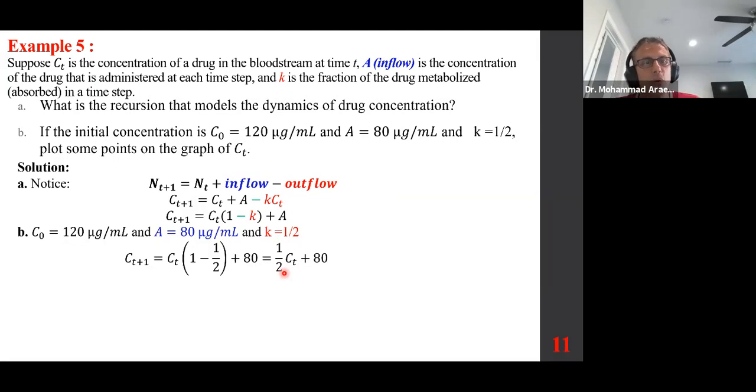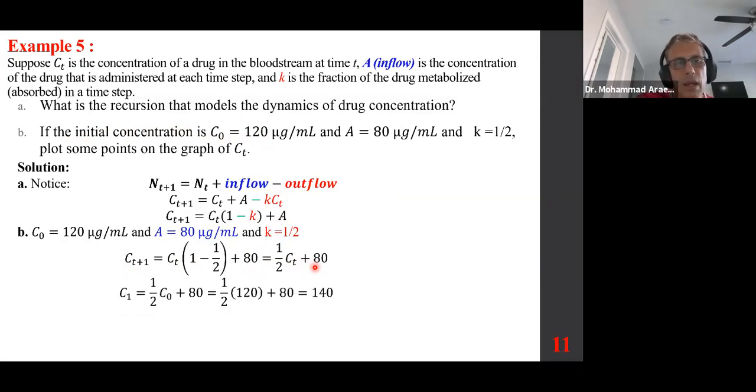Okay, so if I want C sub 1, it is half of C sub 0 plus 80. What was C sub 0? If the initial concentration is 120 micrograms per milliliter, that is C sub 0. Half of C sub 0 plus 80: we are adding 80, we get a total of 140. What does it mean?